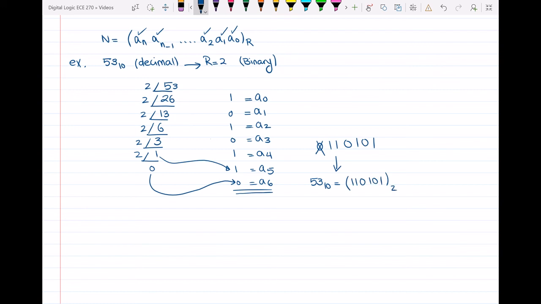So this is how we're using the division method to convert any decimal integer to some base r. And don't forget that I neglect the 0 at the left of this number because we're dealing with unsigned numbers. If we are including the sign in our numbers, then we cannot neglect any numbers there.